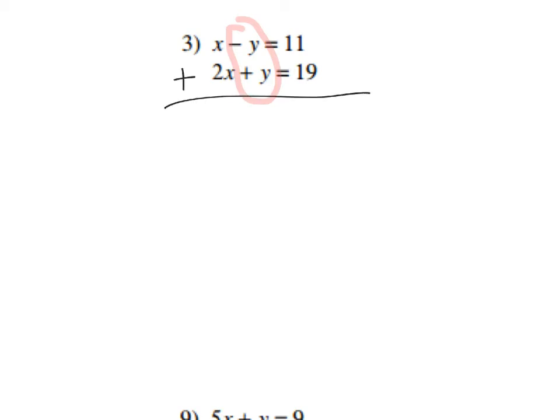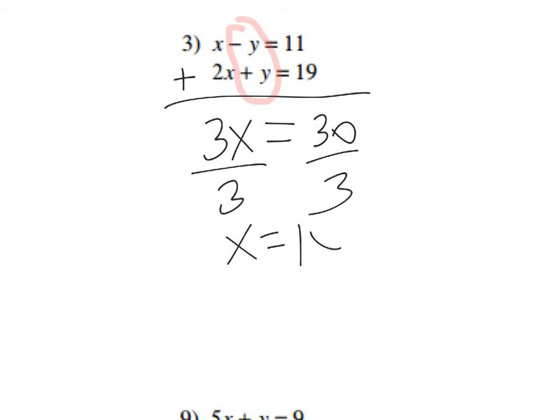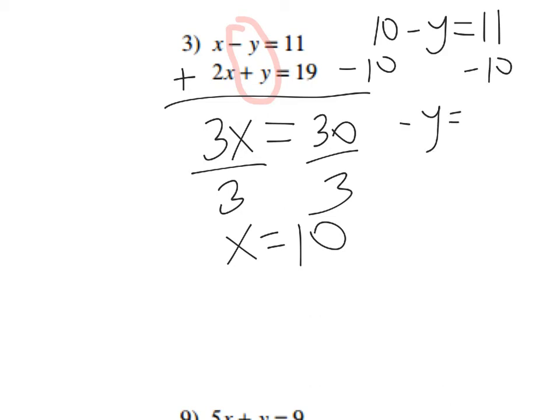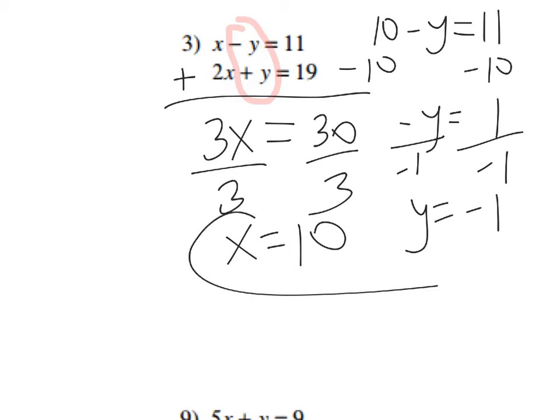If I add 2x to 1x, I get 3x. The y's cancel each other out. This is going to be equal to 30, 19 plus 11. If I divide both sides by 3, I've got my x value. If I plug this into the very first equation, I will be able to solve for y. Negative y equals 1. If I multiply or divide both sides by negative 1, I'll get y equals negative 1. Here is my ordered pair right here.